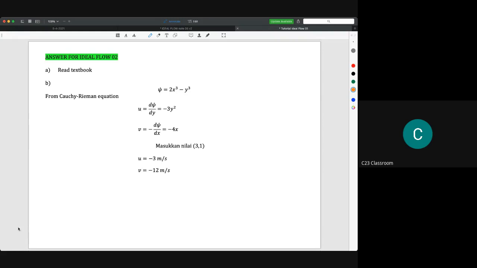So for B here, psi is given as 2x cubed minus y cubed. From the Cauchy-Riemann equation, we could calculate the velocity components u and v, and then we substitute the coordinate given in the question, and we could determine that u is minus 3 meter per second and v is negative 12 meter per second.